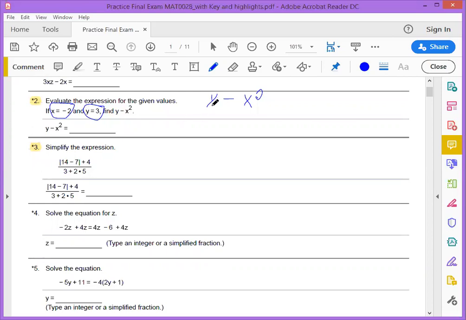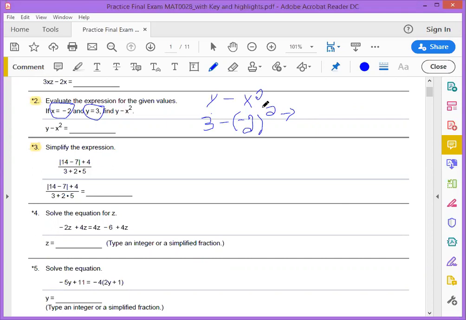That will give us, instead of y minus x squared, y is equal to 3. So 3 minus, and in parentheses, -2 squared. Now I'm going to move to the right and look at this problem. So 3 minus (-2) squared.